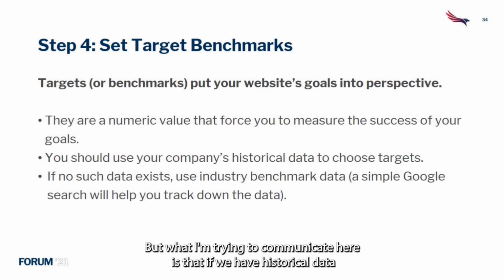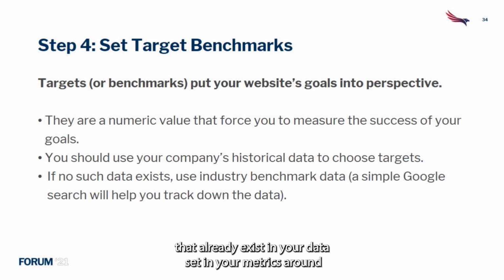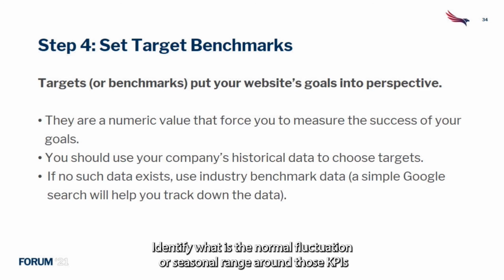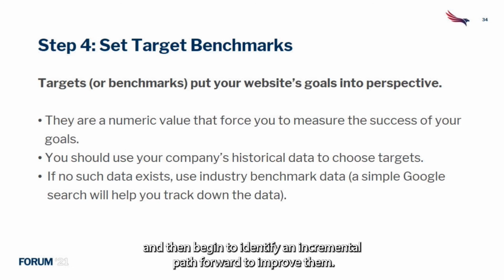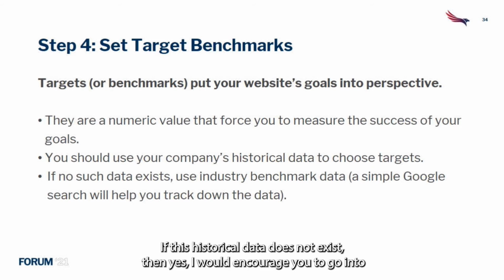But what I'm trying to communicate here is that if we have historical data that already exists in your data set, in your metrics, around what you're getting for these critical KPIs, take a look at that historical performance, identify what is the normal fluctuation or seasonal range around those KPIs, and then begin to identify an incremental path forward to improve them.